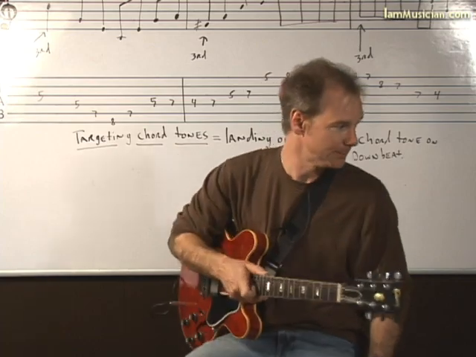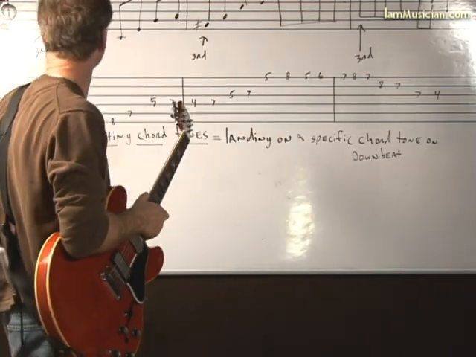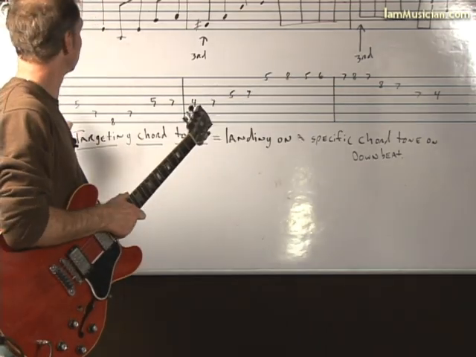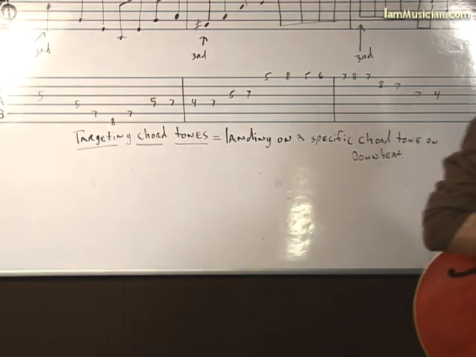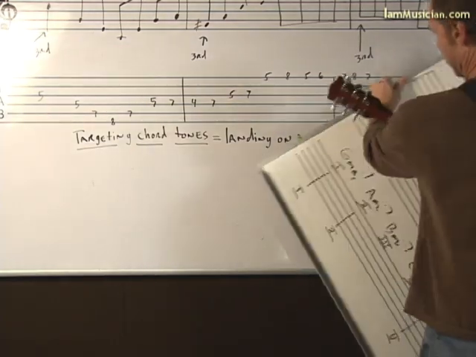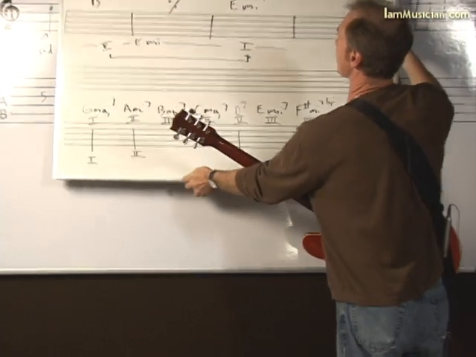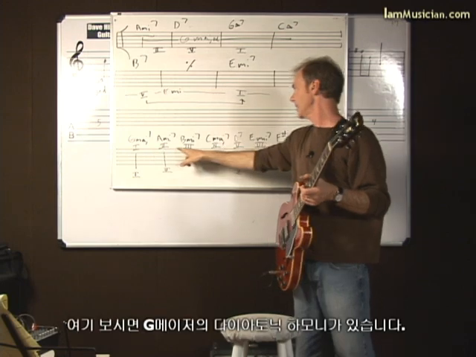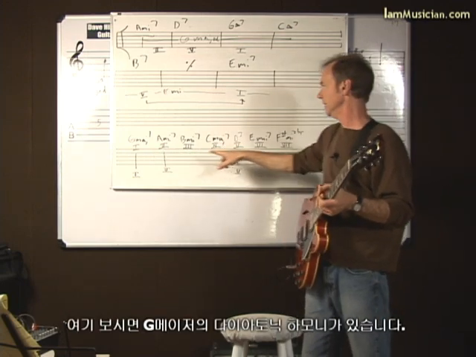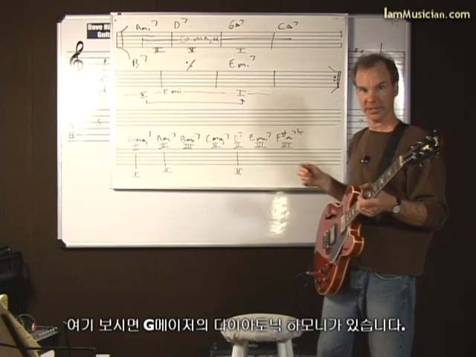So what I've got here behind me is, actually in this case, let me bring up another board here before I get into my lick. You can see that I've got the diatonic harmony of G major written out here. The diatonic harmony represents the chord harmony in the key of G.